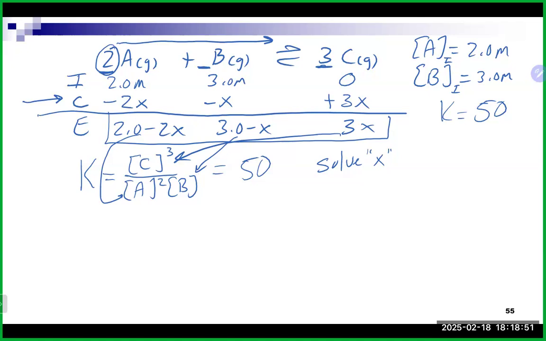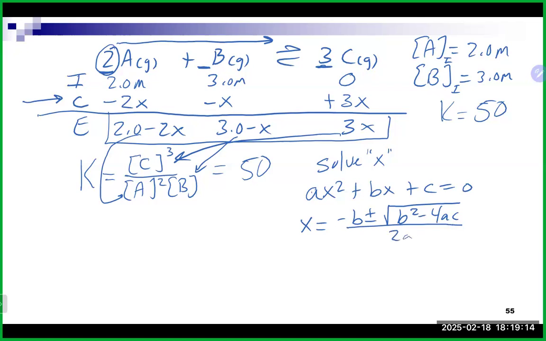Probably the most complicated way that we will solve for x in here is the quadratic equation. That's ax squared plus bx plus c is equal to 0, where the quadratic gives x equals minus b plus or minus the square root of b squared minus 4ac, divided by 2a. Semi-familiar? Not to me, but semi-familiar to you. So that would probably be the most complicated way that we will do it.